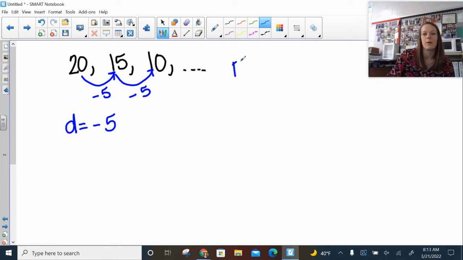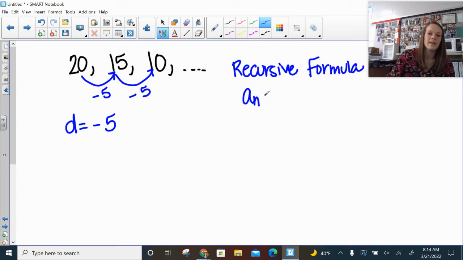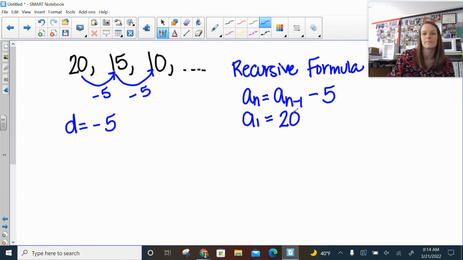Okay, so if I were to write the recursive formula for that, I would have a n equals a n minus 1. That always stays the same. Nothing ever changes about that. And then right here, I'm putting my common difference. And since it's -5, I'm going to put -5. And then always denote with this the first term. First term here is 20.